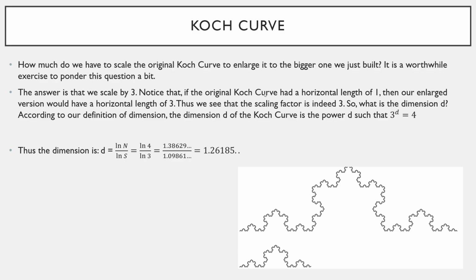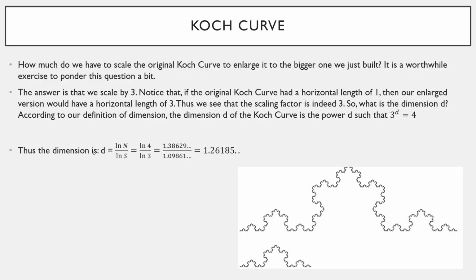Notice that if the original Koch curve has a horizontal length of 1, then our large version has a horizontal length of 3. So we see that the scaling factor is indeed 3. So what is the dimension? Here's the next thing. I know the scaling factor is 3. If I want to scale this Koch curve by 3, how many new Koch curves do we need? Look, here's 1. I'm going to need another one, 2, another one here, 3, 4. So to scale it by 3, I need 4 Koch curves.